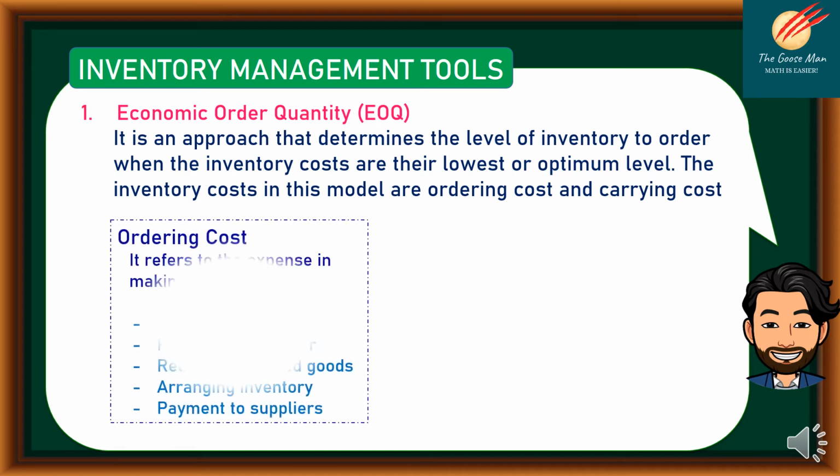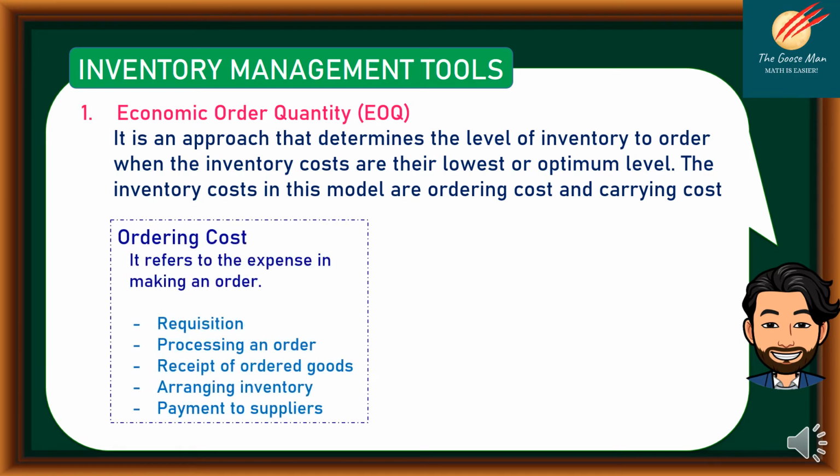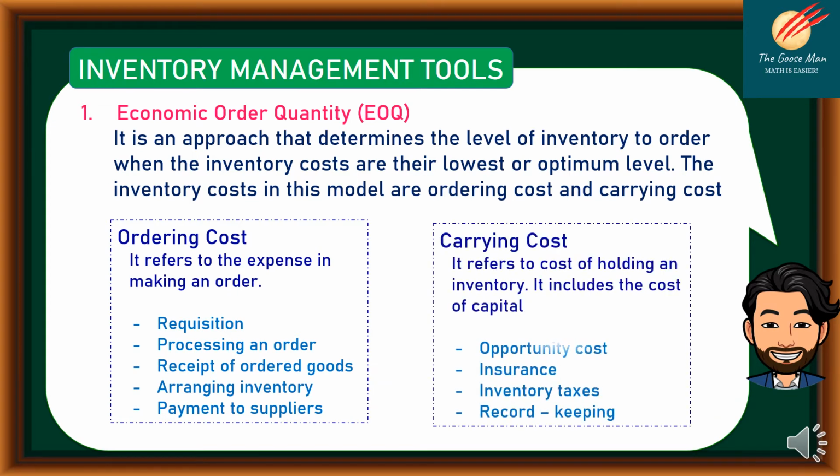So again, we have the following for ordering costs. It refers to the expense in making an order. We have requisition, processing an order, receipt of ordered goods, arranging inventory, and payments to suppliers. On the other hand, carrying costs refer to the cost of holding an inventory. It includes the cost of capital. We have opportunity costs, insurance, inventory taxes, as well as record keeping.